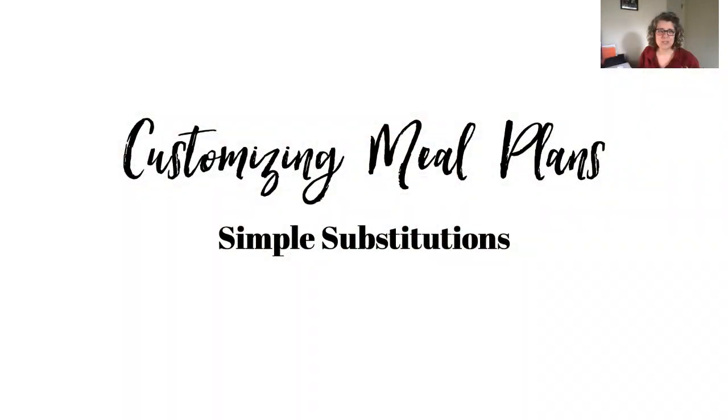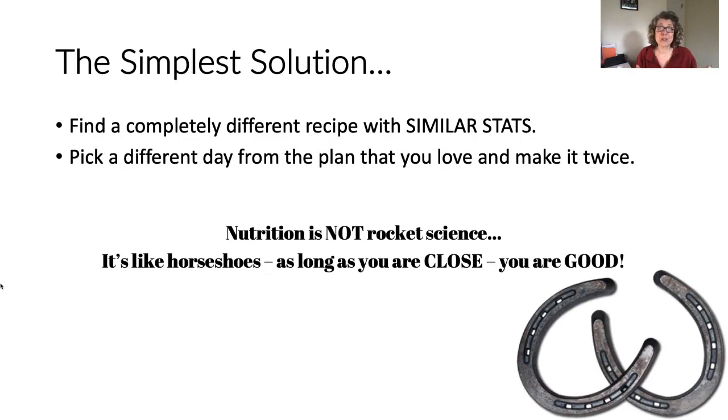And so to give you guys kind of an example of what I'm about to talk about, let me jump in. We'll make it easier. So, customizing meal plan, simple solutions. Okay. All right. So the simplest solution of all is, find a completely different recipe with similar stats. So if there's a recipe in the meal plans that you're just like, that's not going to work for me or my family, simply go through the other recipes that you have, because hopefully you're saving them. And if you're new, save them.